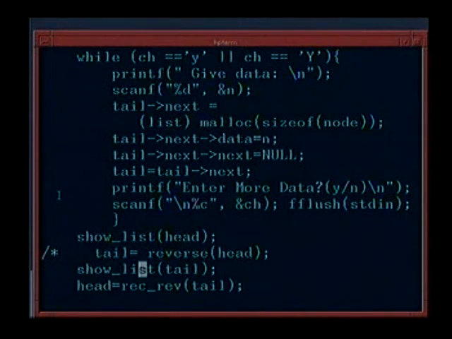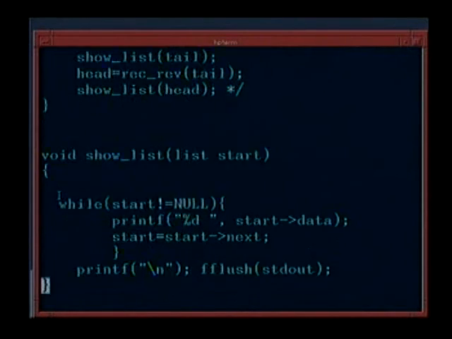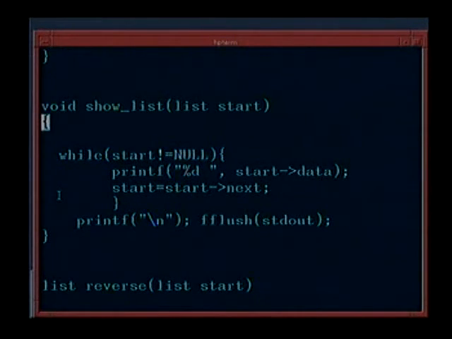And then we just call show list with head. So let us see how the function show list will be written. This is the function show list, which was written inside the main program in the previous version. Show list will take a pointer to a node as argument, which is of type list, and this variable is called start here. And while start is not equal to null, it will print start dot data, and start will be start dot next, and it will continue till that happens and print backslash n.